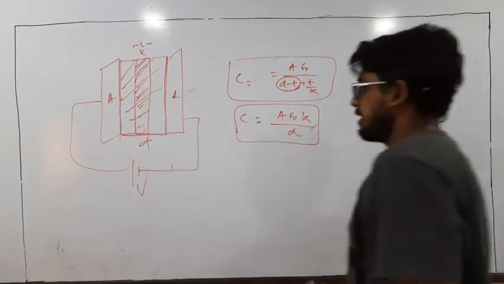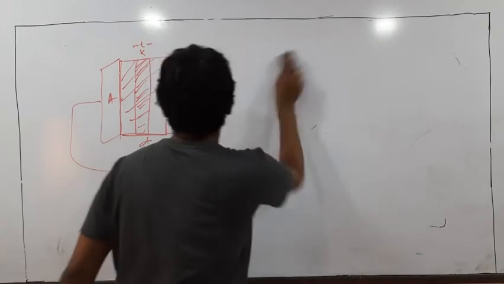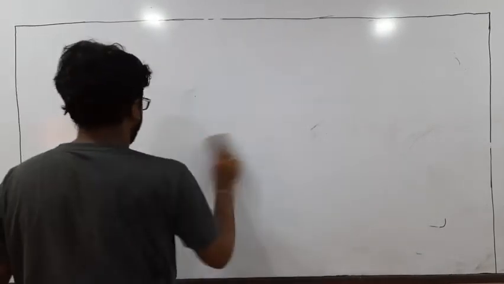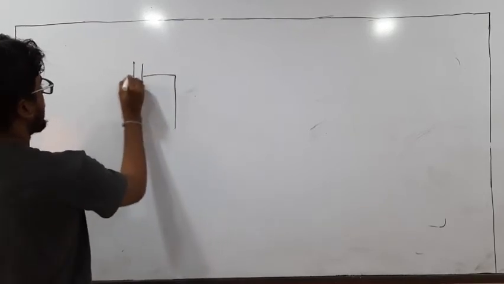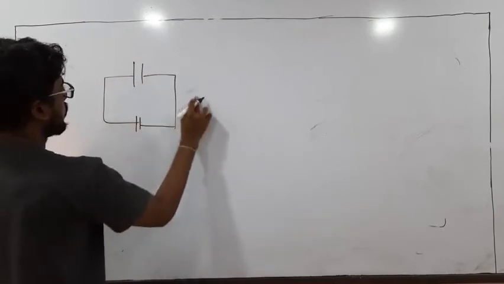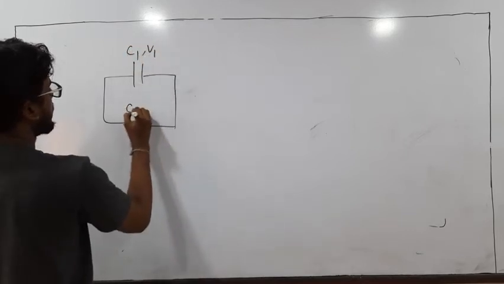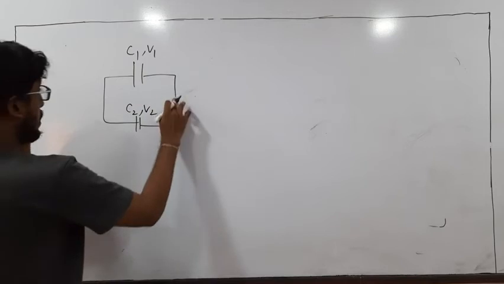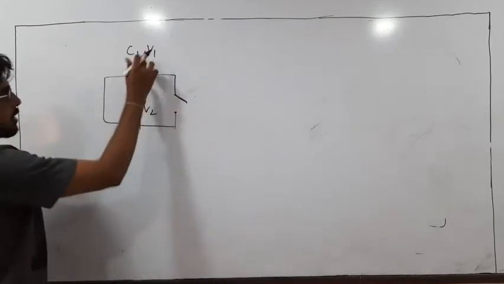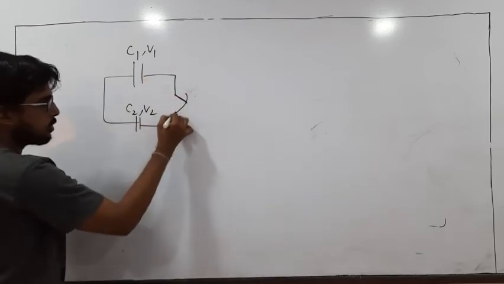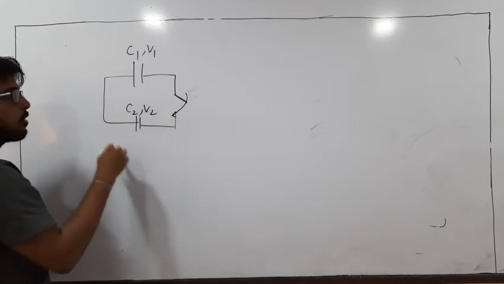So next there is an important concept: if two capacitors are connected in parallel, then what will be the common potential? Initially this has capacitance C1 and potential V1, and this has capacitance C2 and potential V2, and there is a key which is not closed. This is the case when the key is not closed. When we close the key, these two capacitors will be connected in parallel, then what will be the common potential?